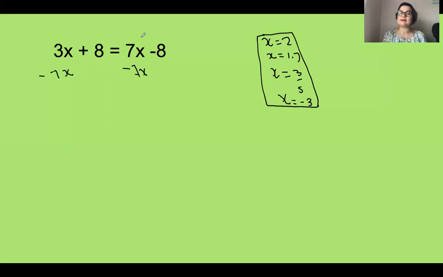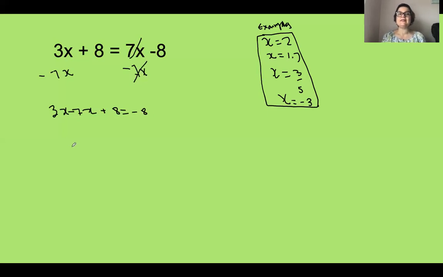This is how you get rid of the 7x on the right-hand side. So these are just example solutions, okay? Don't get confused with this one. And then we have 3x minus 7x. We can do this calculation straight away, but I'm going to put it here so that you can see the steps, equals minus 8.